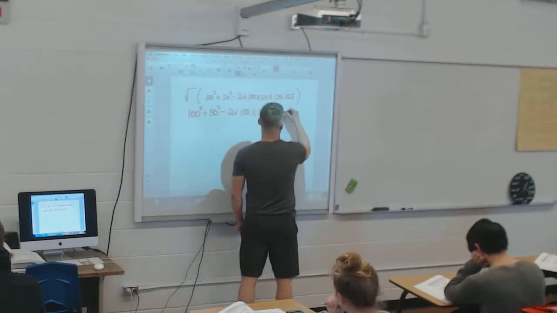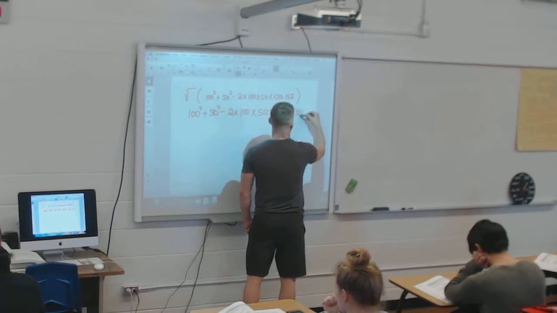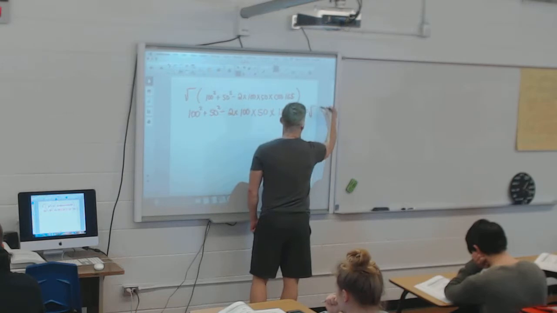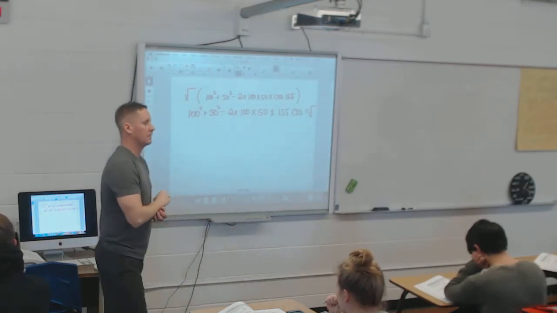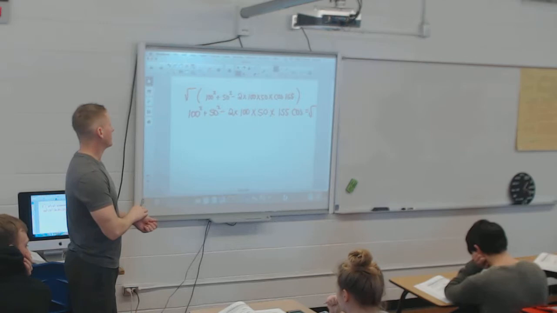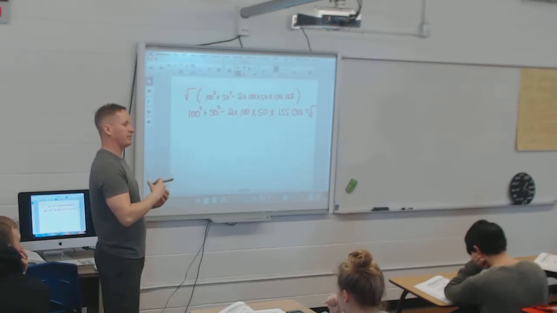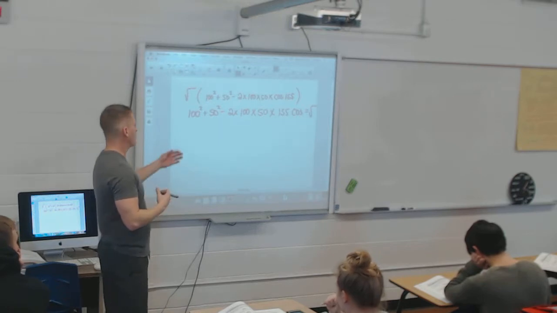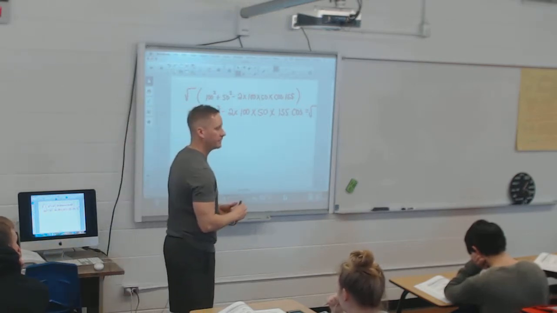Times 155, cos, equals, square root. Yeah, I got 146. That's the correct answer. Now, the problem with your calculator is you have to put your numbers in and then reverse it. So that's how I would have to do all of that if I was going to do it at one time.